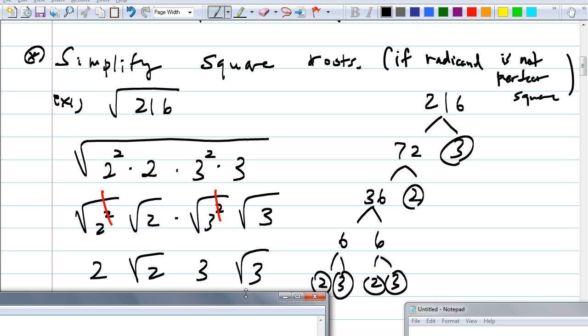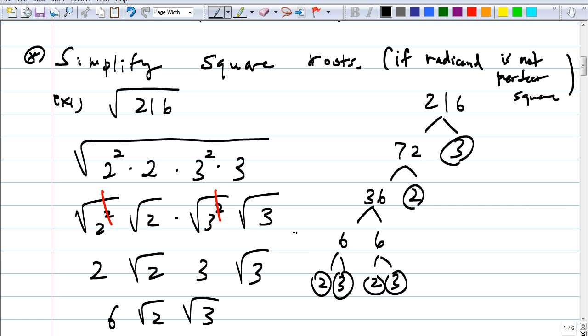Yeah, 6 times square root of 6 is correct. Because, well, 2 times 3 is 6. What is square root of 2 times square root of 3, guys? Square root of 6. Isn't that simpler than writing square root of 2 times square root of 3? So we're using that rule number 1 kind of backwards in this case, right? Just because none of these are perfect squares, right?